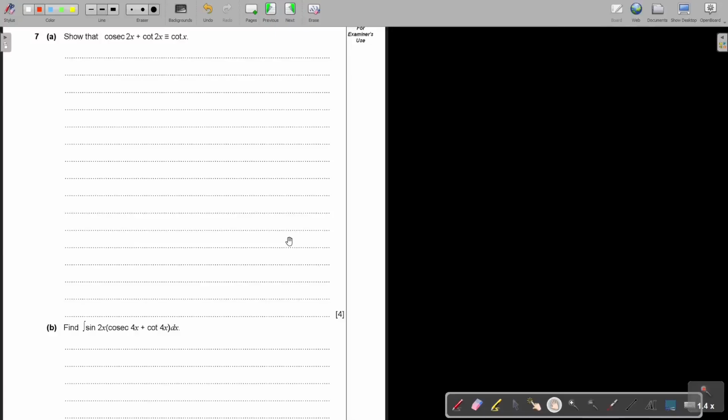Mathematics, Advanced Subsidiary Level, Paper 2, 2022, Part 5. Question number 7. Show that cosec 2x plus cot 2x is equal to cot x.